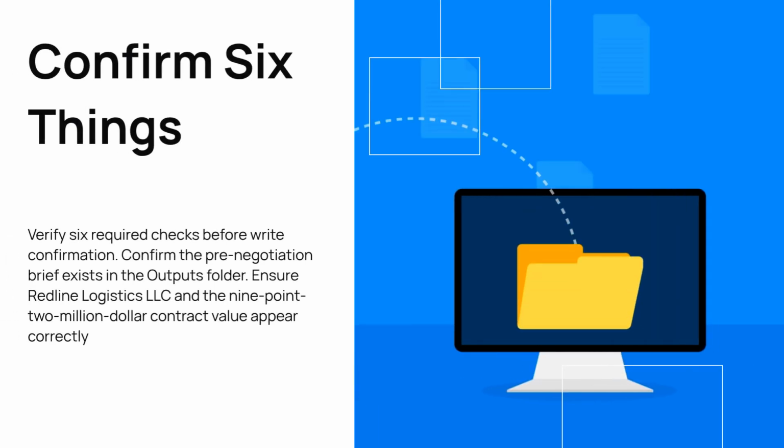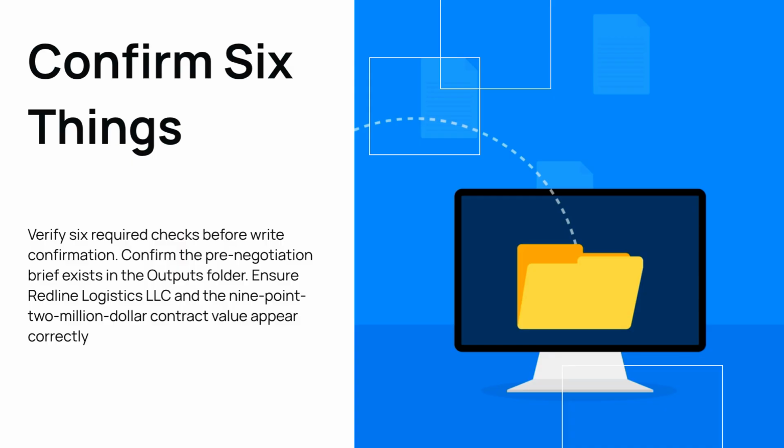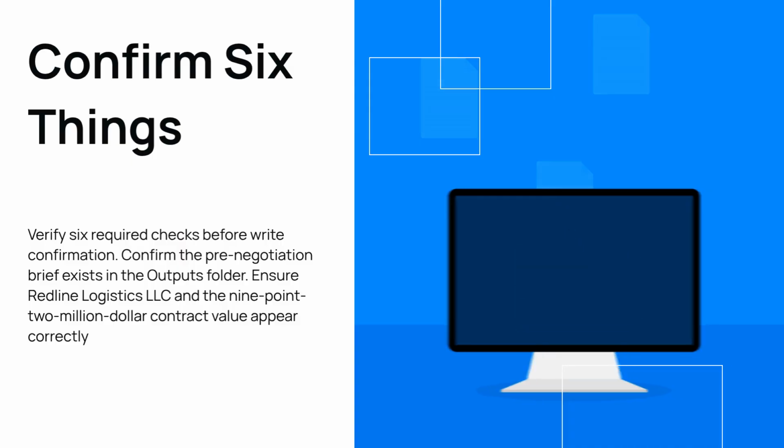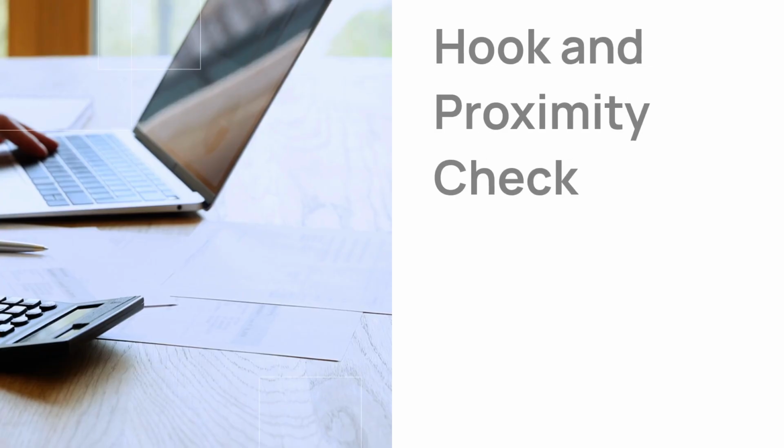Verify 6 required checks before write confirmation. Confirm the pre-negotiation brief exists in the Outputs folder. Ensure Redline Logistics LLC and the $9.2 million contract value appear correctly.